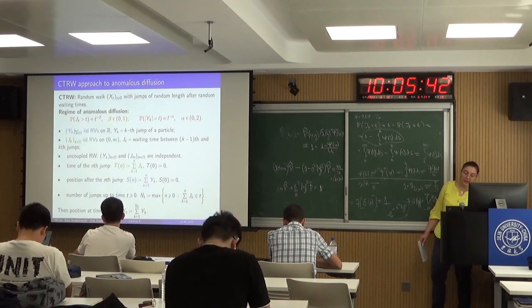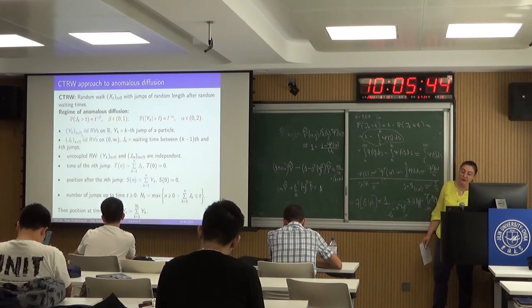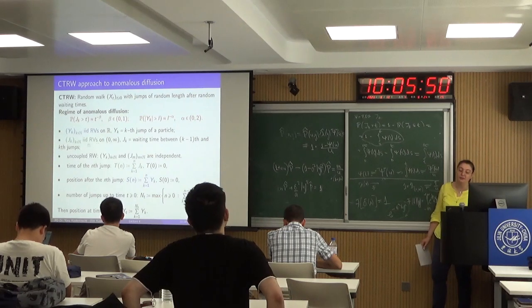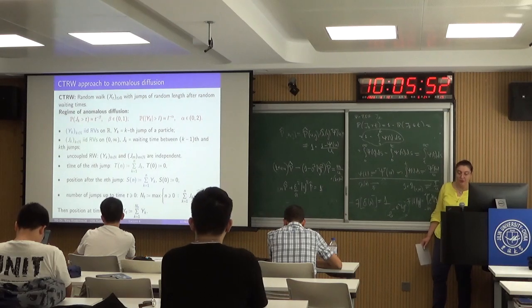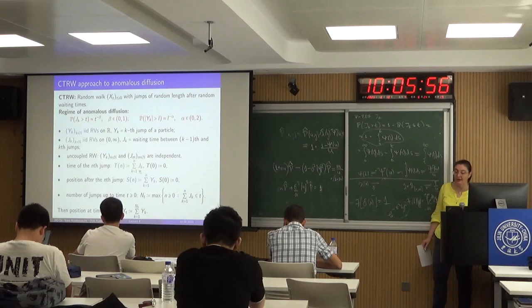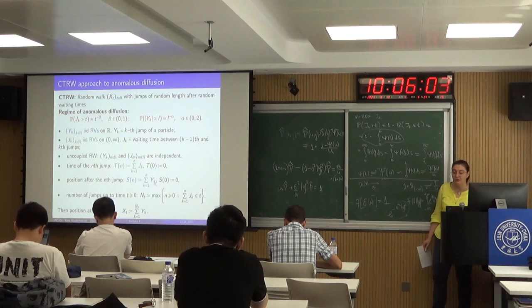And recall that we have jumps. Jumps are IID random variables, and we have waiting times. They are also IID random variables. Recall that the time of the nth jump is just the sum of IID random variables, and the position after the nth jump is also a sum of IID random variables.